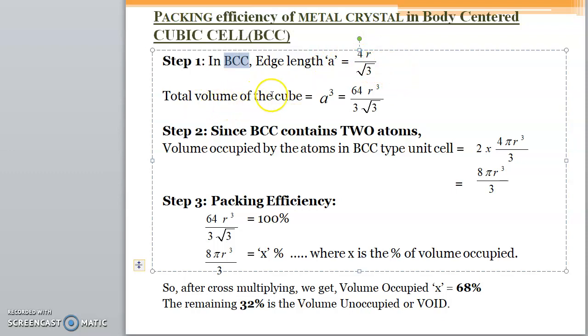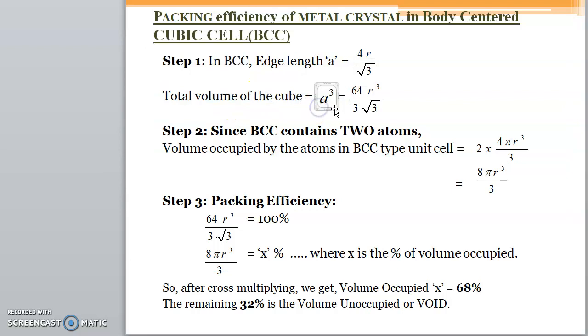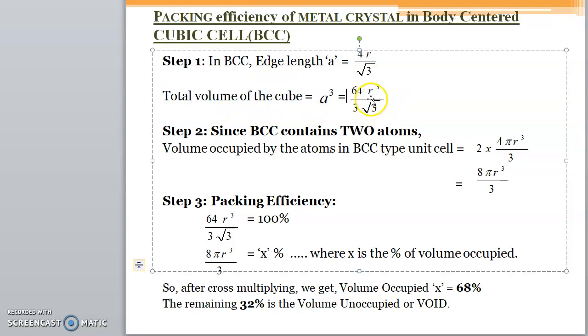Therefore the total volume of the cube is equal to a cube, which is equal to 64r cube upon 3 root 3. Now in step 2, since BCC contains two atoms, correct? In body centered, how many atoms are there? Two atoms. 8 at the corners, 1/8 into 8, which is equal to 1, plus 1 at the center. So 1 plus 1, 2 atoms.